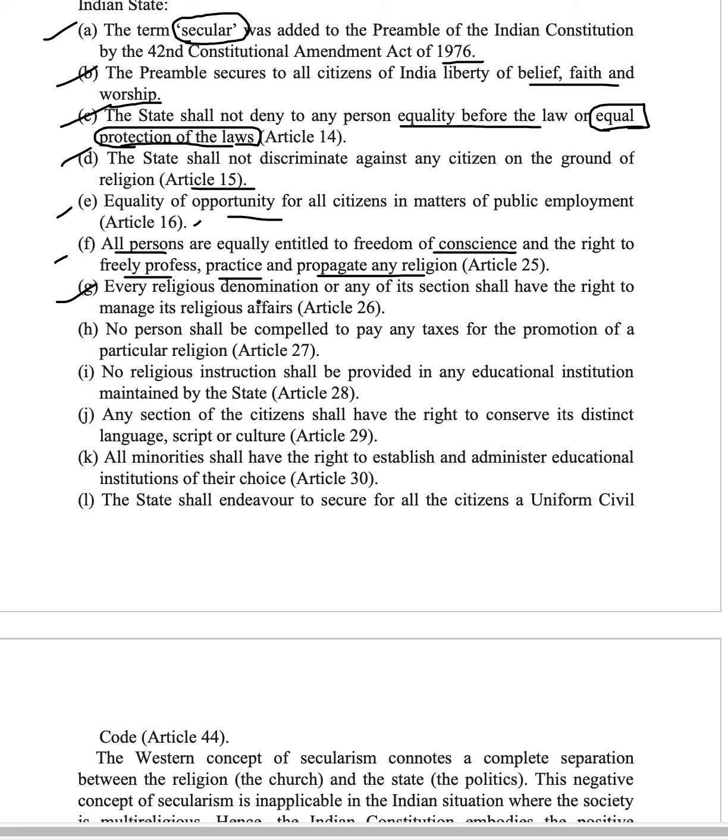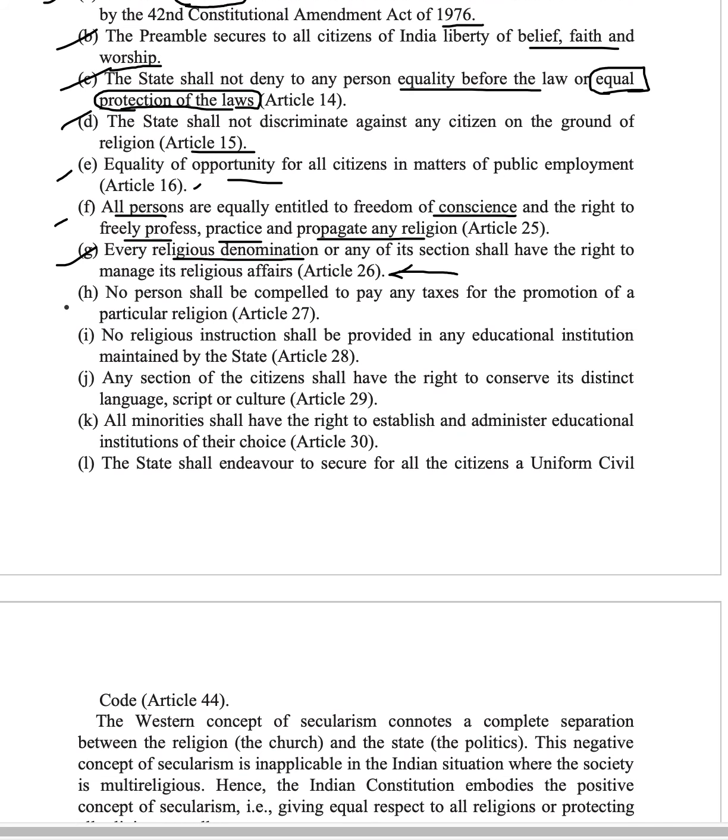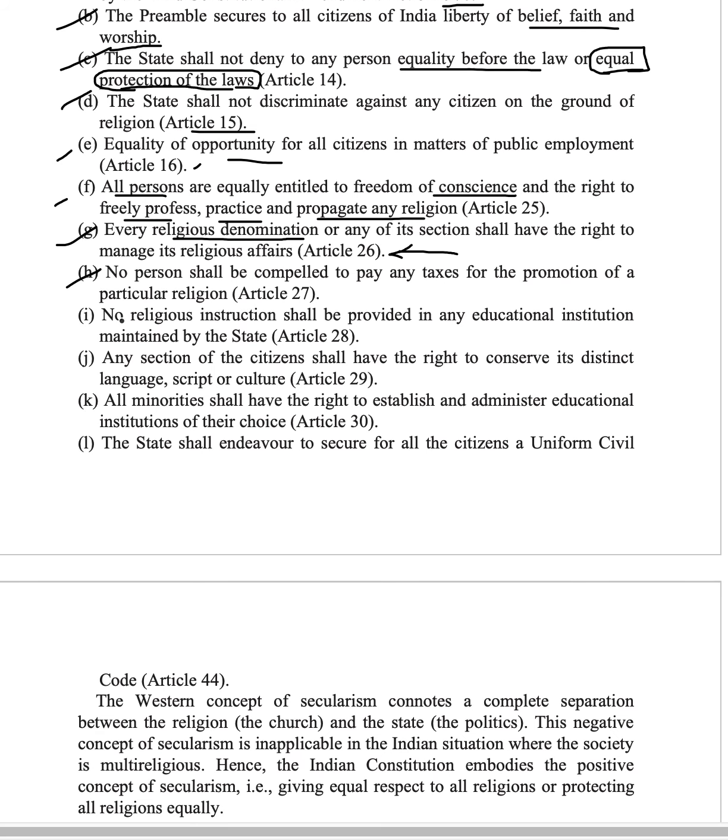Then every religious denomination or any of its sections shall have the right to manage its religious affairs. So even the religious denomination, whatever the religions are, they can celebrate their religious festivals. They can perform their rituals and all those things, unless it's detrimental to the public interest. Then no person shall be compelled to pay any taxes for the promotion of a particular religion. So on the basis of religion, our government cannot take any taxes.